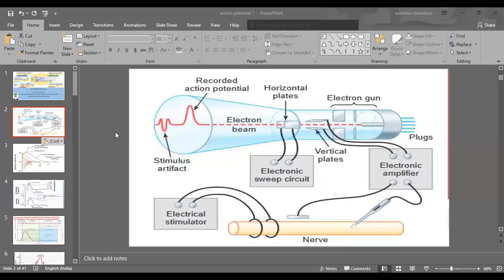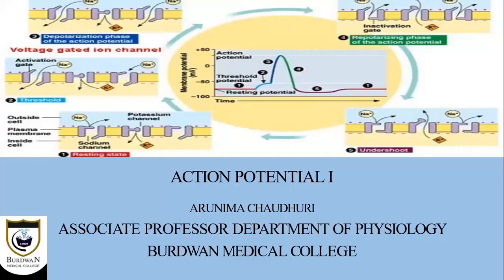Good afternoon. Today we are going to discuss action potential. We have already discussed resting membrane potential. The potential difference across a cell at rest, if recorded by two different electrodes, one placed inside the cell and the other outside the cell, gives the resting membrane potential.